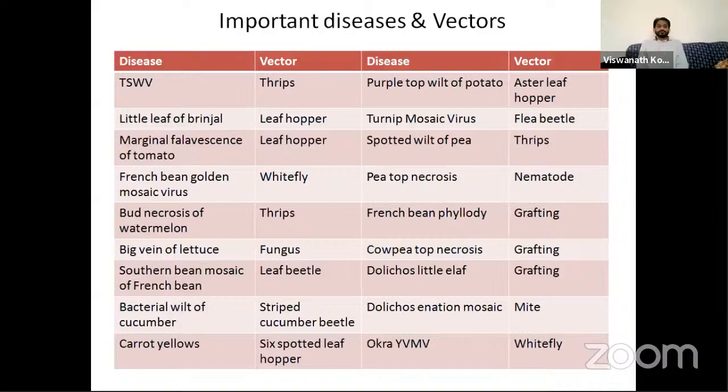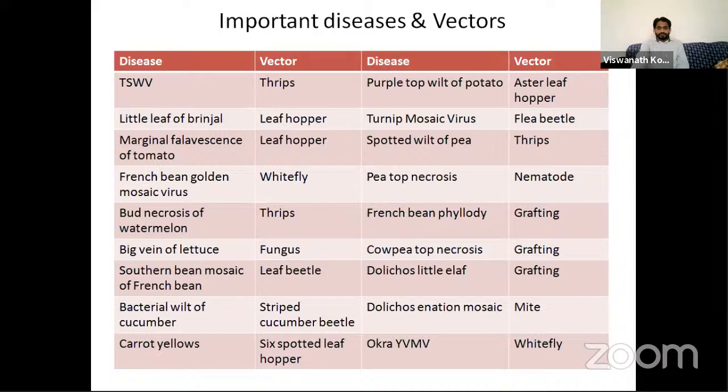Mosaic of cucumber is transmitted by striped cucumber beetle, and bud necrosis of watermelon is transmitted by thrips, tomato spotted wilt virus by thrips, and mosaic virus by flea beetle, and potato by Aspergillus. You can go through this table, this is also important.